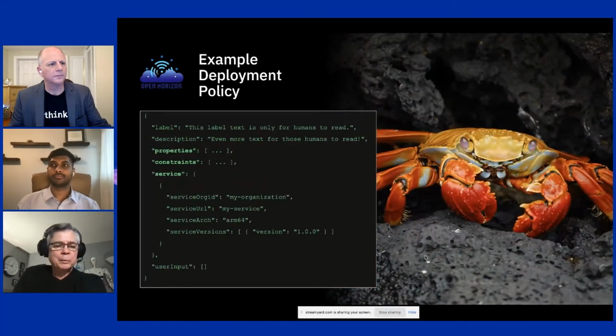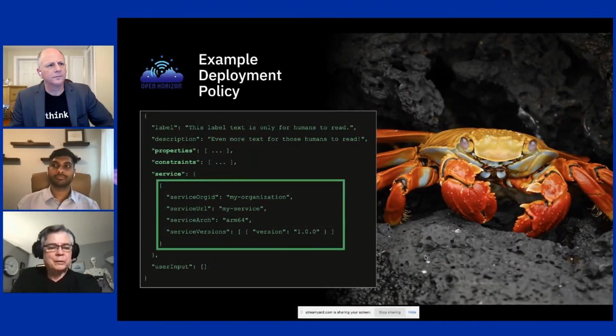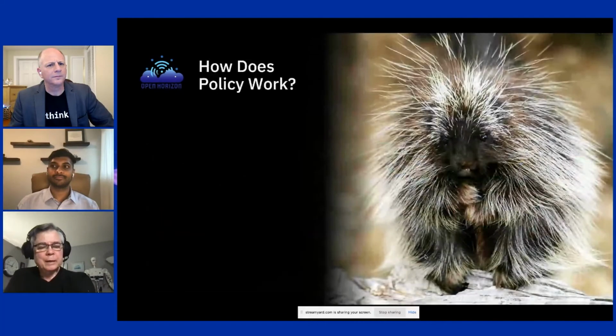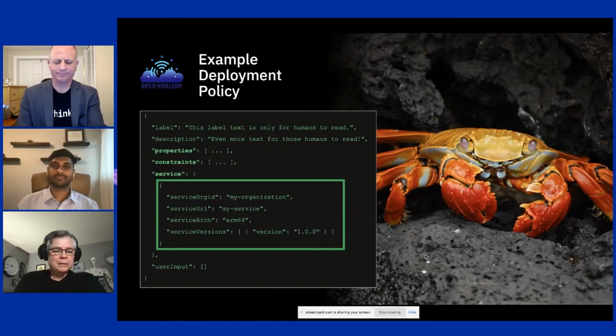A deployment policy is similar. It has properties and constraints like the node policy and service policy, but it also has a service reference, a single service reference. Again, it's a 4-tuple to identify the service here. No, I went on too quickly. At the bottom, you'll notice there's also a user input section. You can use that section to define environment variable values when this deployment policy is activated on particular nodes.